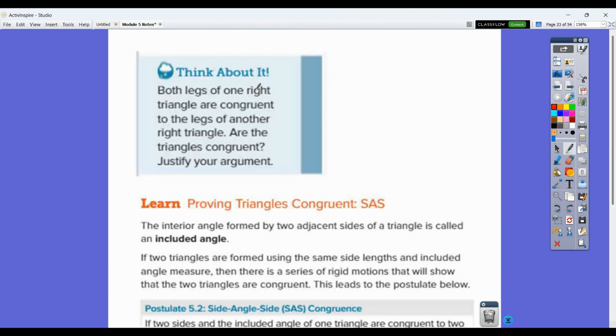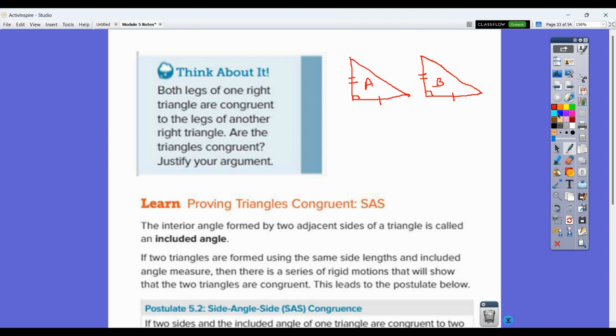Okay, another think about it here on the side of that paper. Both legs of one right triangle are congruent to the legs of another right triangle. Are the triangles congruent? Okay, so let's think real quick here. We have a right triangle, and it's saying that in this right triangle, call this A, that both of the legs are congruent. So we have a right triangle. We know the right angle, okay? And so we have a leg and a leg, not the hypotenuse, and a leg that's congruent to another leg. If that's the case, is that enough to know?